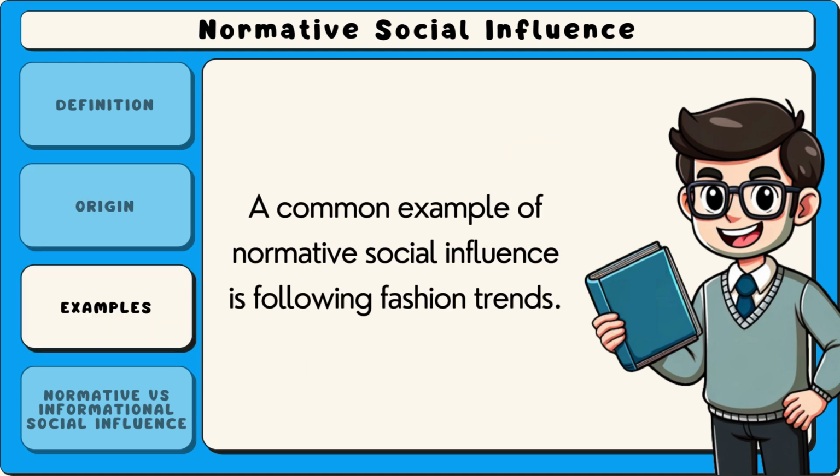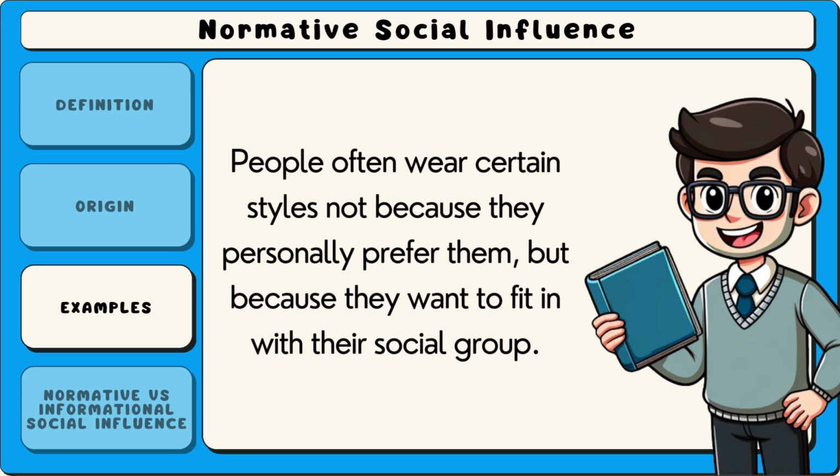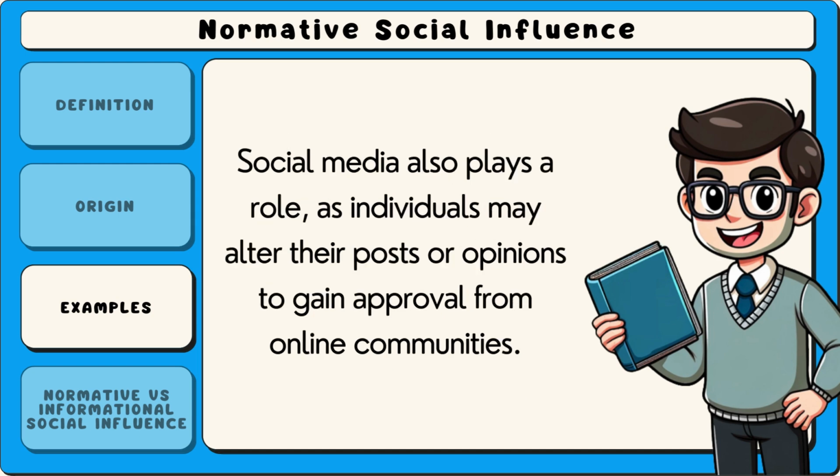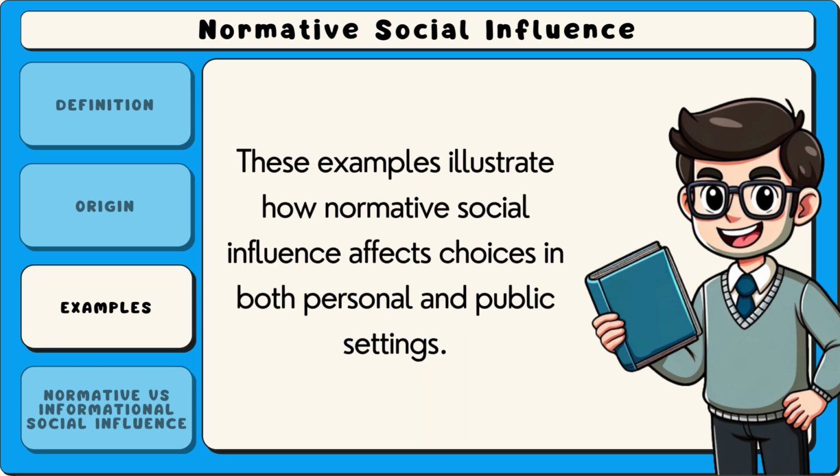A common example of normative social influence is following fashion trends. People often wear certain styles not because they personally prefer them, but because they want to fit in with their social group. Another example is agreeing with a group's opinion during a discussion, even when privately disagreeing, to avoid conflict or judgment. Social media also plays a role, as individuals may alter their posts or opinions to gain approval from online communities. These examples illustrate how normative social influence affects choices in both personal and public settings.